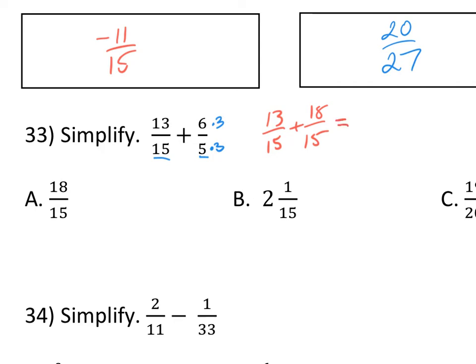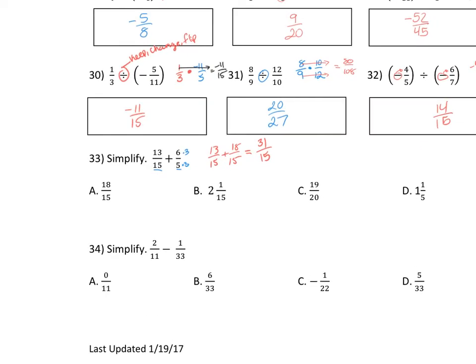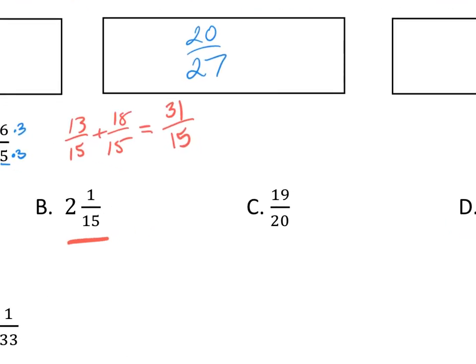Then I can add my numerators. So give me 31 over 15. Denominator stays the same. Now looking at my answer choices, that's not an option, but I do see that there are some mixed numbers here as options. That means we're probably going to have to convert this to a mixed number because it is an improper fraction. Our numerator is larger than our denominator. So remember to do that.